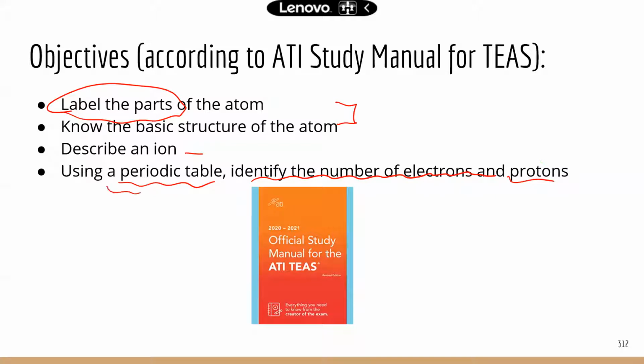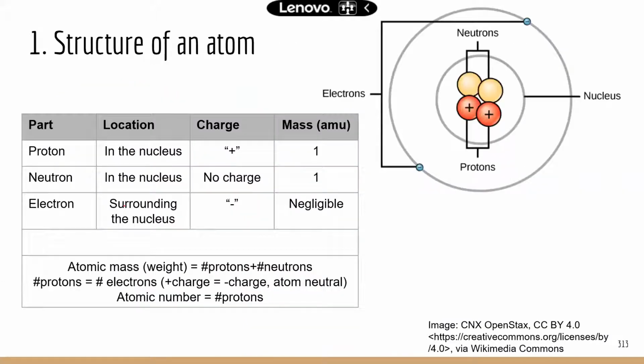Now, know that on TEAS, they will give you a digital periodic table. So don't worry about memorizing anything. You will have the periodic table as a reference to answer the question. First, let's look at the structure of an atom. So let's look at the diagram first.